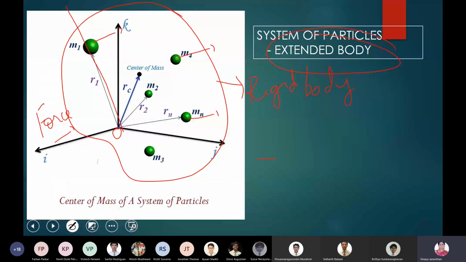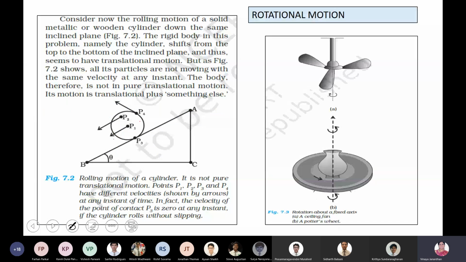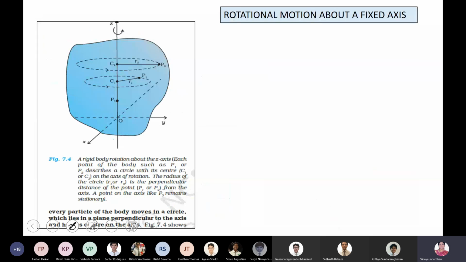Boys, when we started with a rigid body, or an extended body, you consider the position of M1, M2, and Mn particles with respect to the origin. This is for a translatory motion. When the body is rotating, suppose this is a rotational motion, here you are not going to consider the origin, you are going to consider how far the particles are from the axis of rotation. This is your axis of rotation.